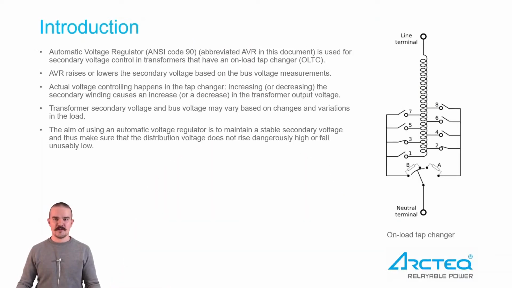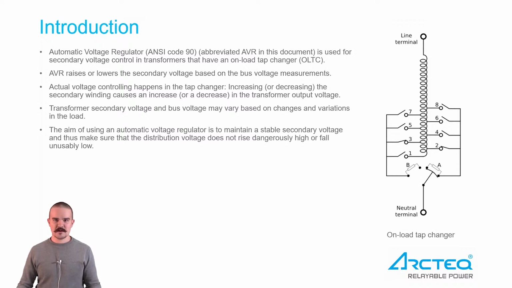So, automatic voltage regulator function, short for AVR, is used for secondary voltage control in transformers that have an on-load tap changer. It raises or lowers the secondary voltage based on bus voltage measurements. The actual voltage controlling happens in the tap changer. Increasing or decreasing the secondary winding increases or decreases the output voltage of the transformer.